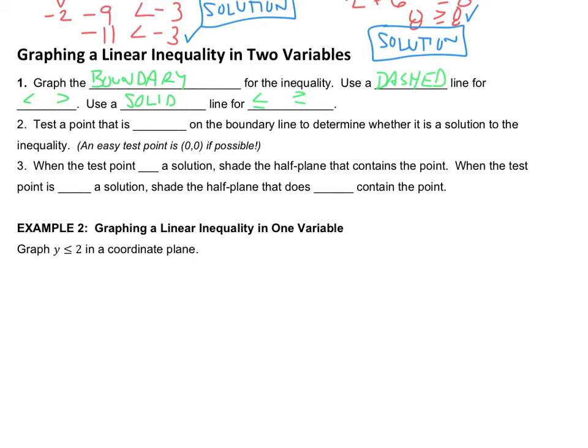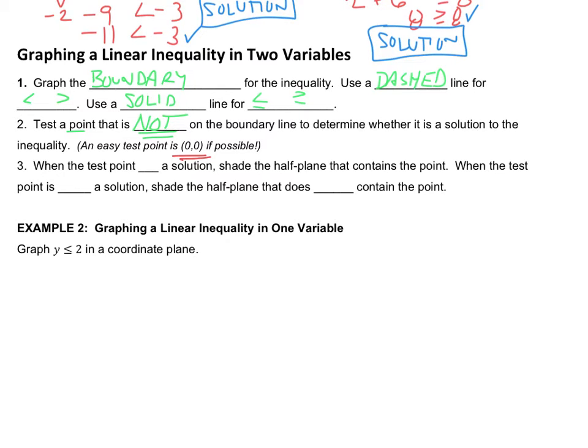Then we're going to test a point. Just test a single point that is not on the boundary line to determine whether it's a solution or not. The easiest one to test more than any other point is (0, 0). If (0, 0) is on the boundary, you obviously can't use it. But if it's not on the boundary, that's the easiest one to test, because when you plug in zeros, it makes your numbers quicker.